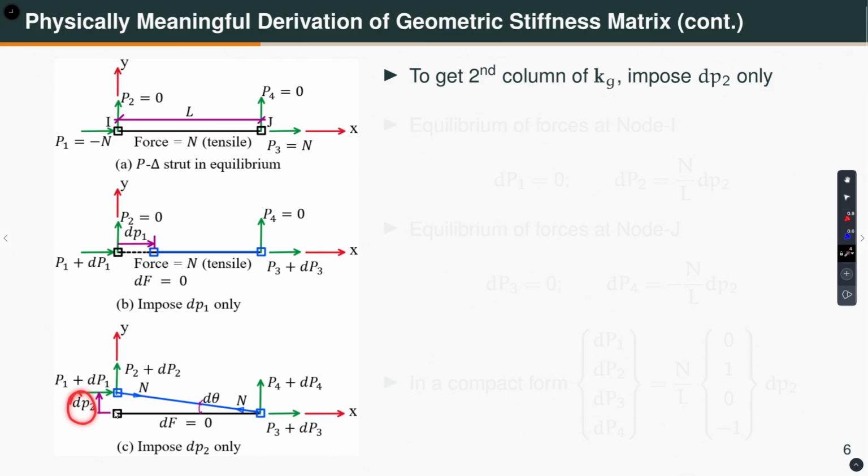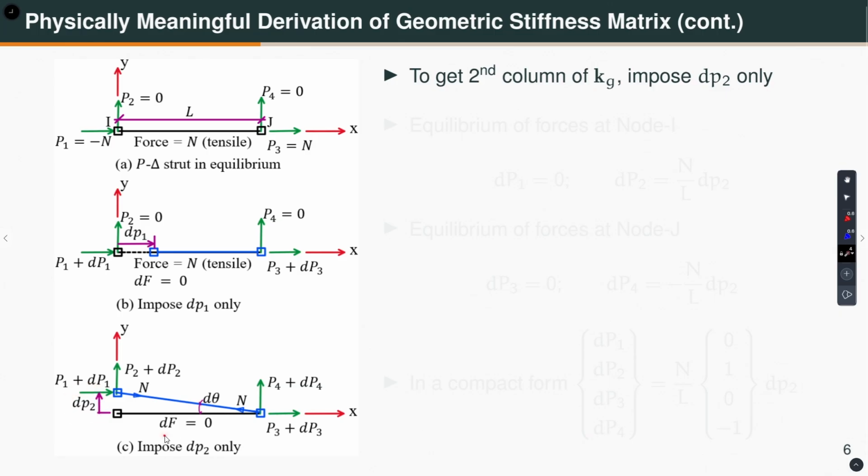So, I impose dp2. This node moves to that position, and now this is my displaced position of the bar. Now let us consider the equilibrium of the bar in this displaced position. Let us say this force is P1 plus dP1, this is P2 plus dP2, similarly P3 plus dP3, P4 plus dP4. And the change in the angle due to this little dp2 is d theta.